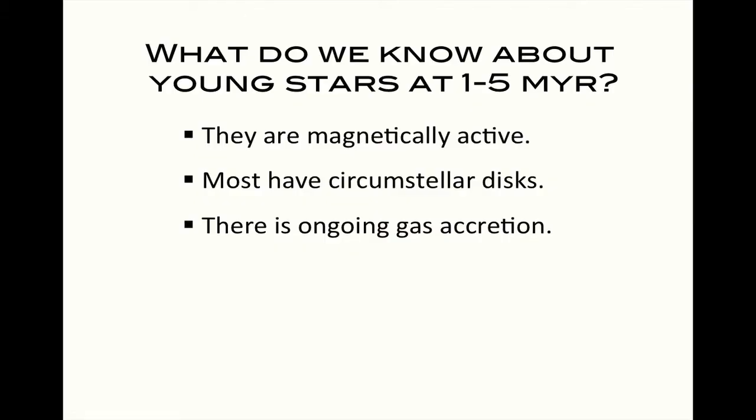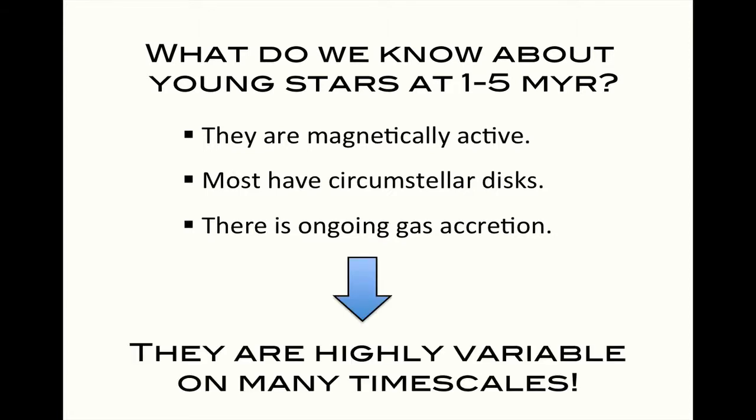So what do we know about young stars at these ages of 1 to 5 million years? First of all, they are magnetically active. They have spots on their surfaces, many of them do, kind of like sunspots, but much larger. These are created by the strong magnetic fields on their surfaces. Those magnetic fields also link them to surrounding circumstellar disks, which are the remnant material left over from the star formation process, dust and gas, which may eventually form planets. There is also ongoing gas accretion in these objects, whereby material flows from the surrounding disk onto the star. So, what do all these properties mean? Well, these stars are highly variable on many time scales, from hours to days, months, and even years.